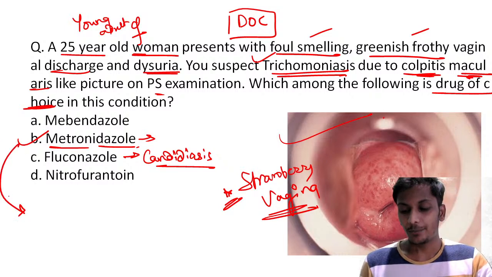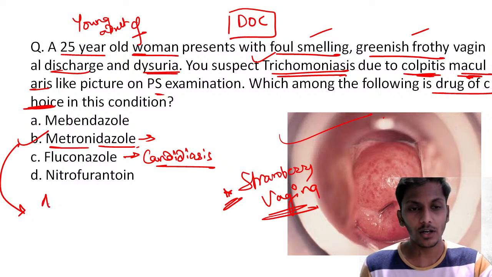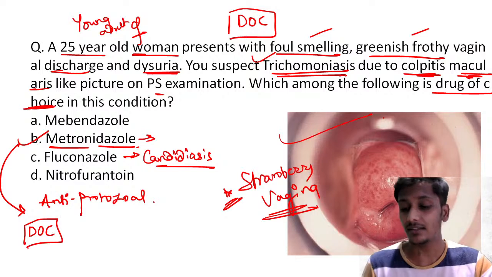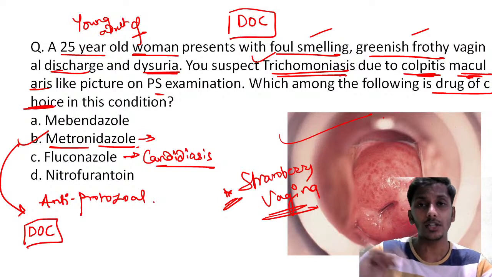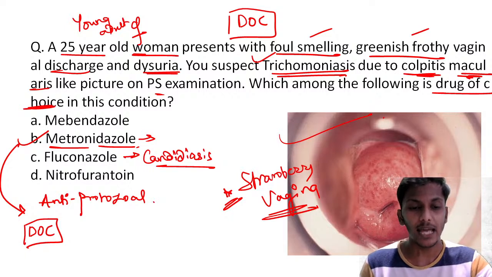Important points about metronidazole. Metro is a very common drug, very commonly used. Okay, first point is what? It is an anti-protozoal drug. Second point, it is the drug of choice for which conditions? And this is very much important, guys. Note this down somewhere. Metronidazole is the drug of choice for which conditions? Very much important. I am giving you.